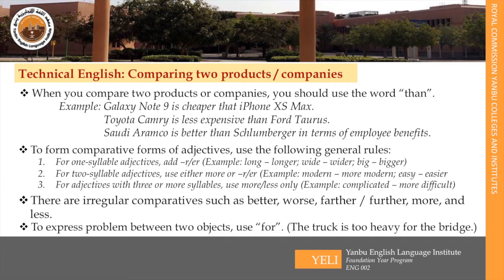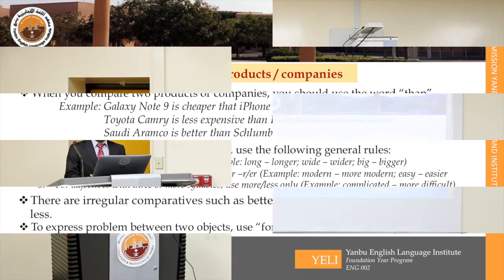For adjectives with three syllables or more, use more or less. For example, complicated. So you have four sounds, so you have to use more. So, more complicated. There are irregular comparatives such as better for the adjective good, worse for the adjective bad, farther for the adjective far. Now, to express a problem between two objects, use for. For example, the truck is too heavy for the bridge.